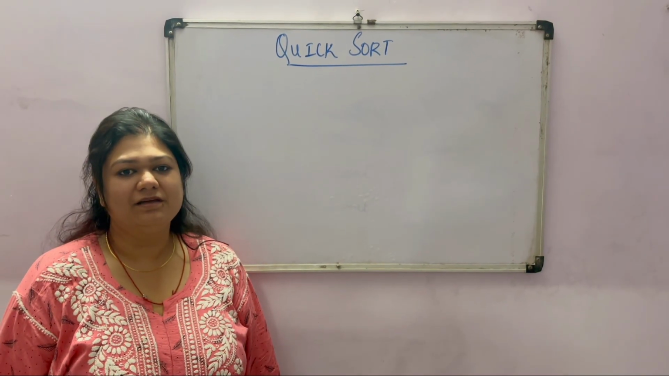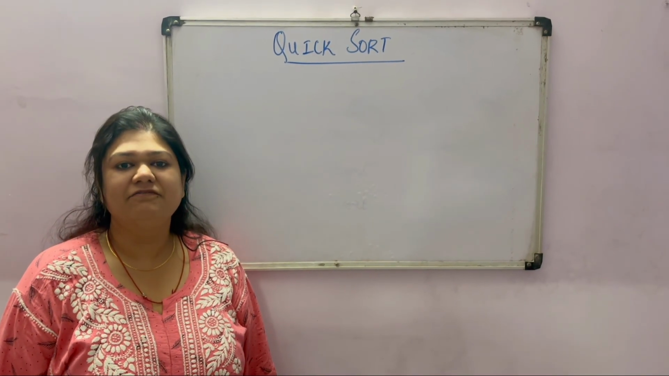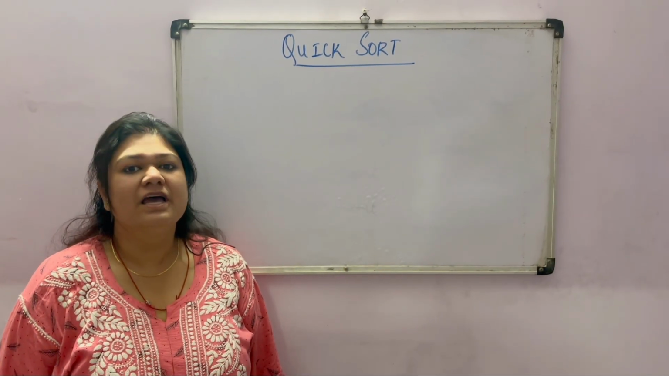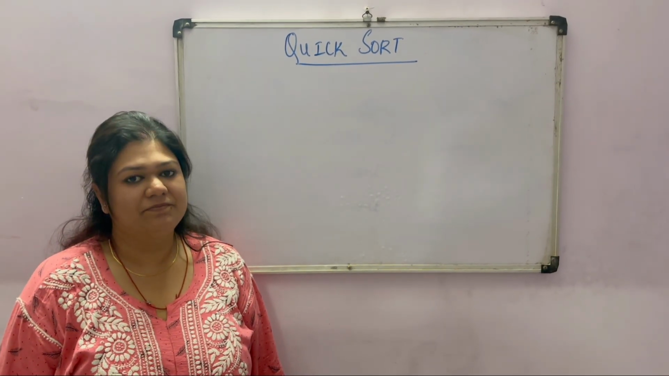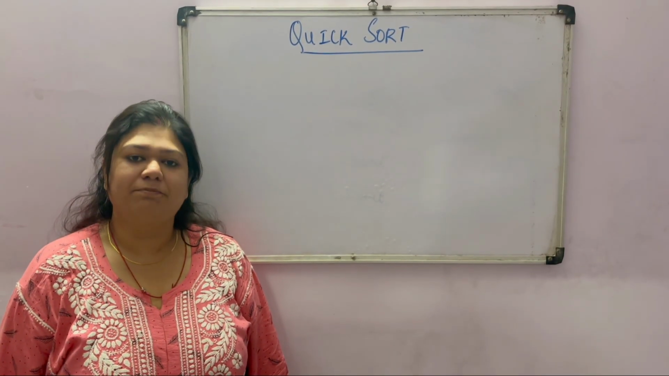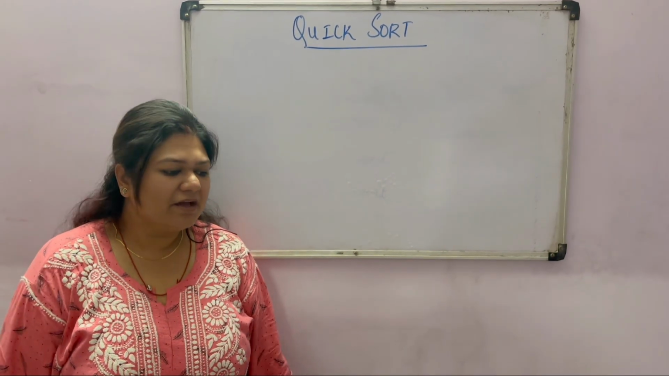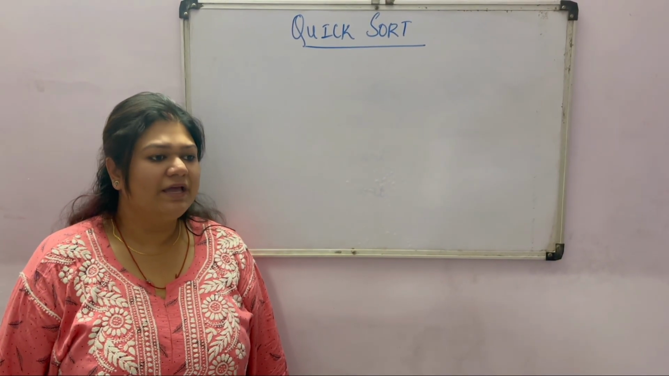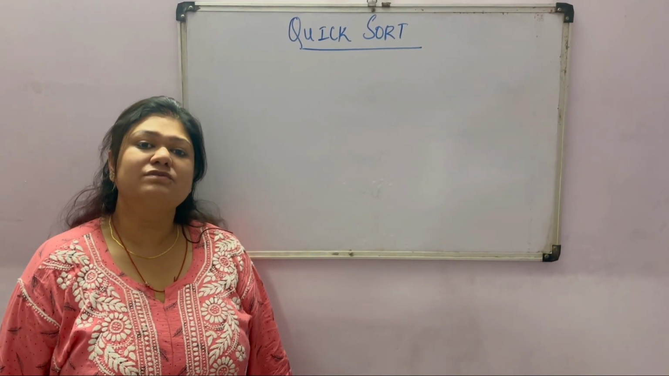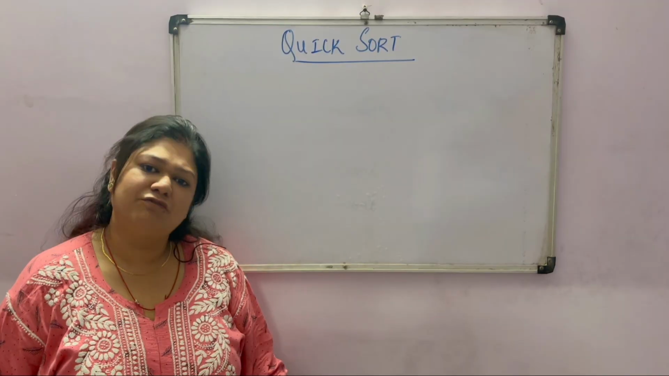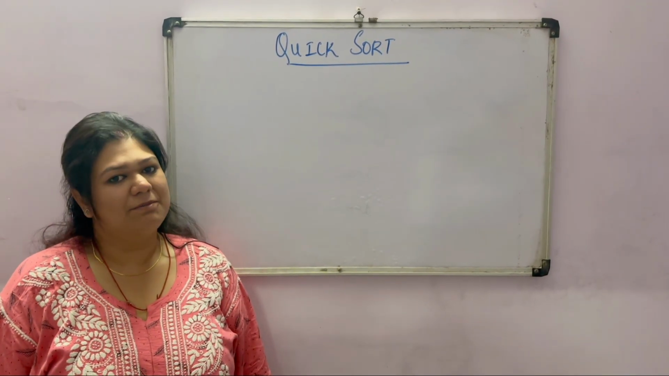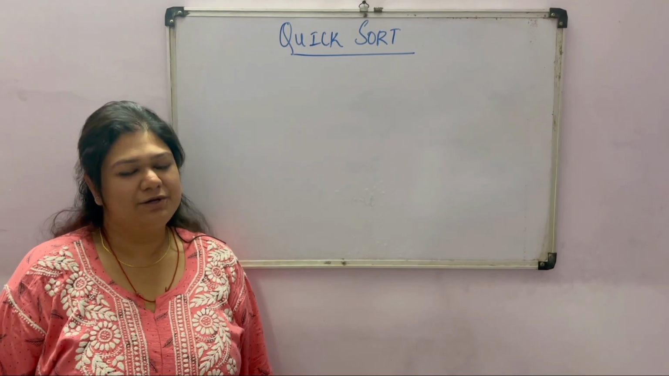Hello everybody. In today's lecture, we will see how we can sort a given list of elements using the quick sort algorithm. Quick sort algorithm follows a divide and conquer approach. What is the meaning of this divide and conquer approach? It means that we divide a problem into sub-problems and then into further sub-problems until we get a solution. So come on, let's see how we can do it.